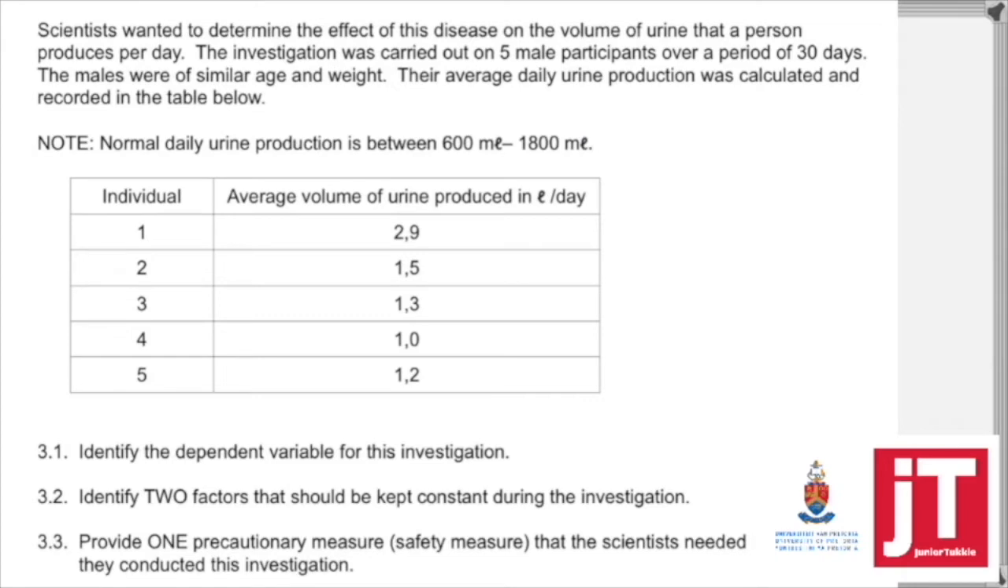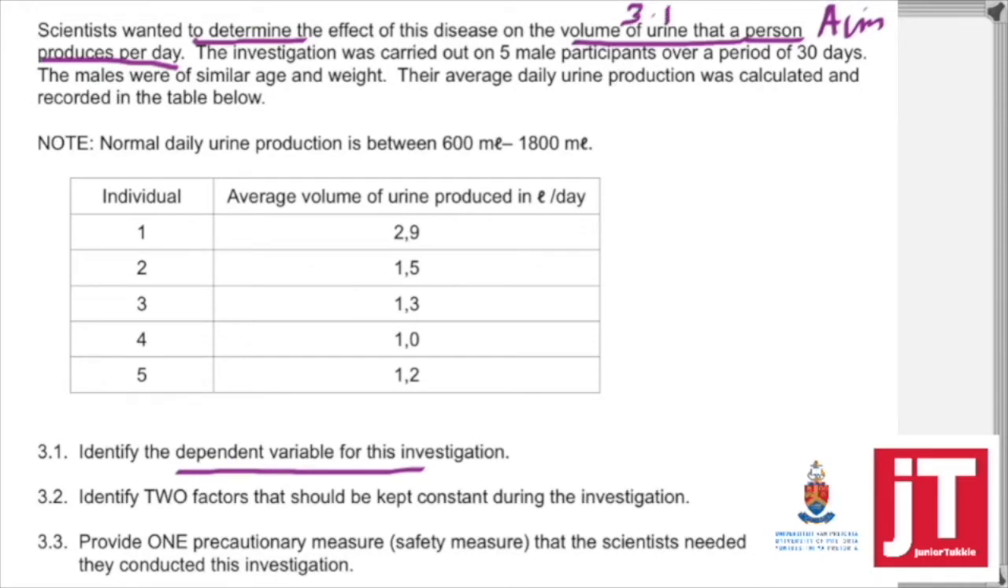Identify the dependent variable. Now, the dependent variable is what you always measure. If you look at the top, the first statement, to determine the effect, this is already your aim. In your aim should be your dependent and your independent variable. If you remember from my theory videos, your dependent variable is what you measure. In this case, what you are measuring is the volume of urine that a person produces per day. So that is your answer for 3.1.